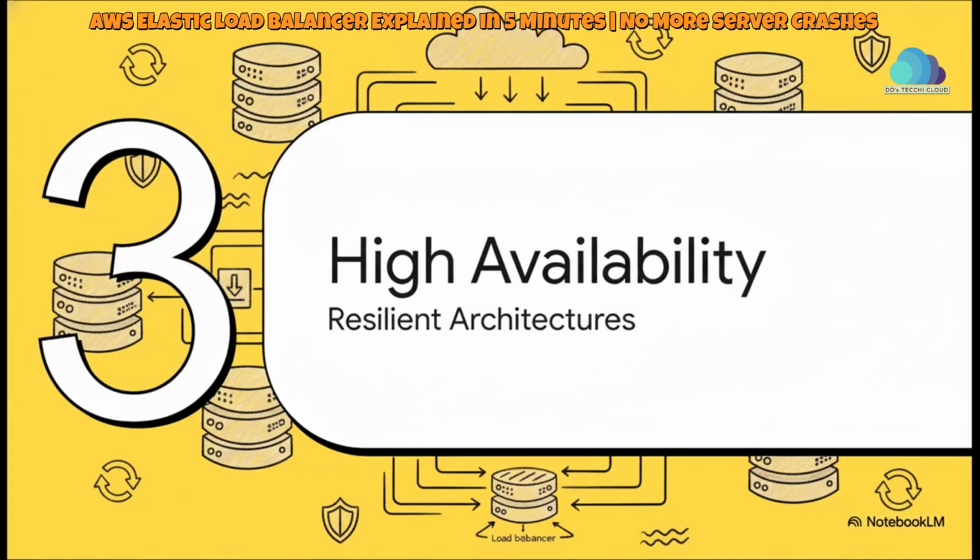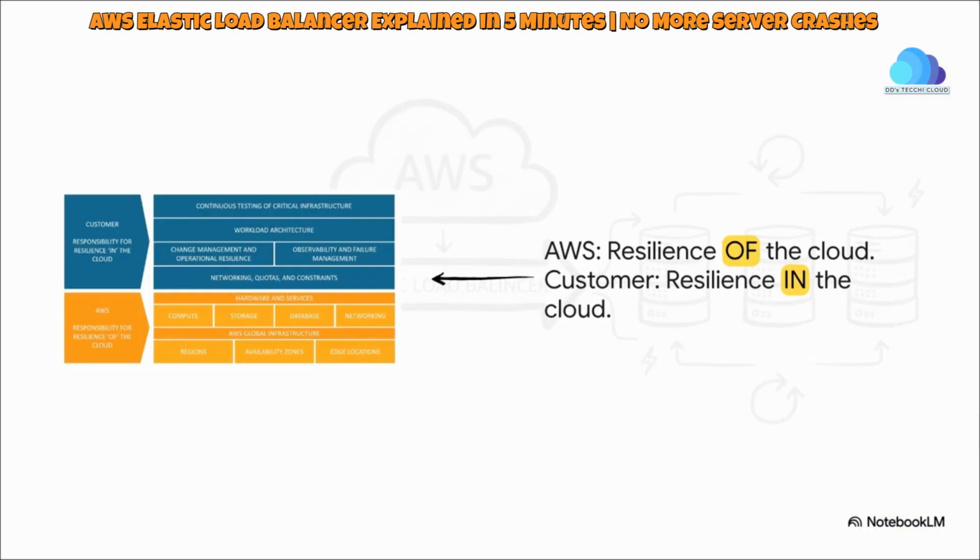Okay, so now that we've met the players, let's talk about how we actually use them to design for high availability. How do we build architectures that are truly resilient to failure? Well, it really starts with understanding the shared responsibility model for resilience. See, AWS is responsible for the resilience of the cloud, the physical data centers, the hardware, all that good stuff. But you, the customer, you're responsible for resilience in the cloud. It's up to you to build a workload architecture that can handle things going wrong.